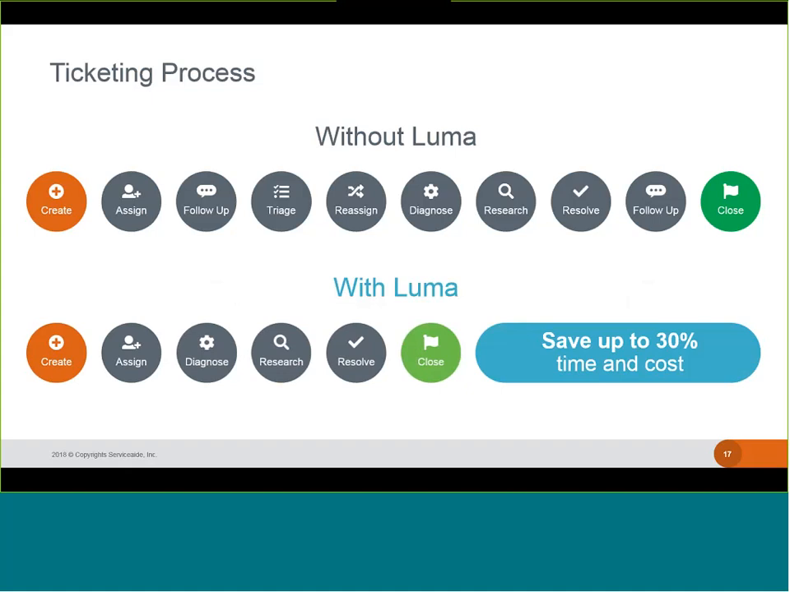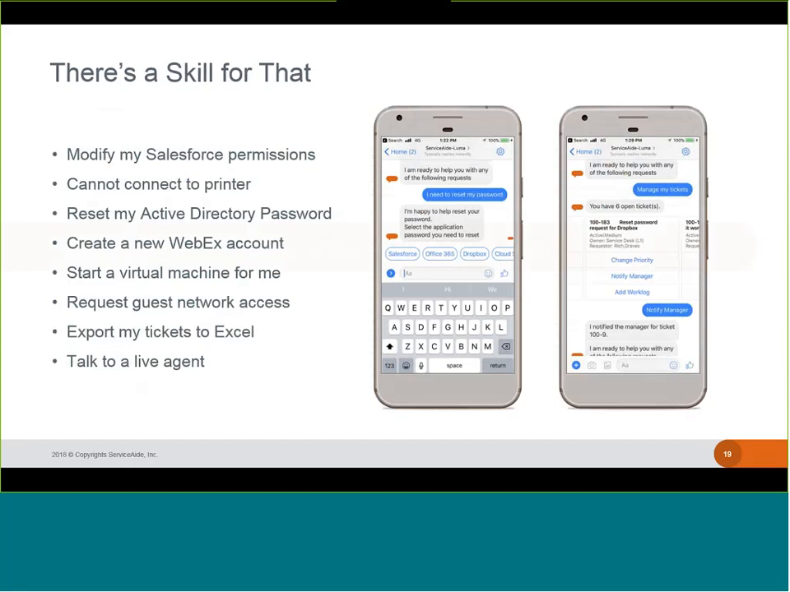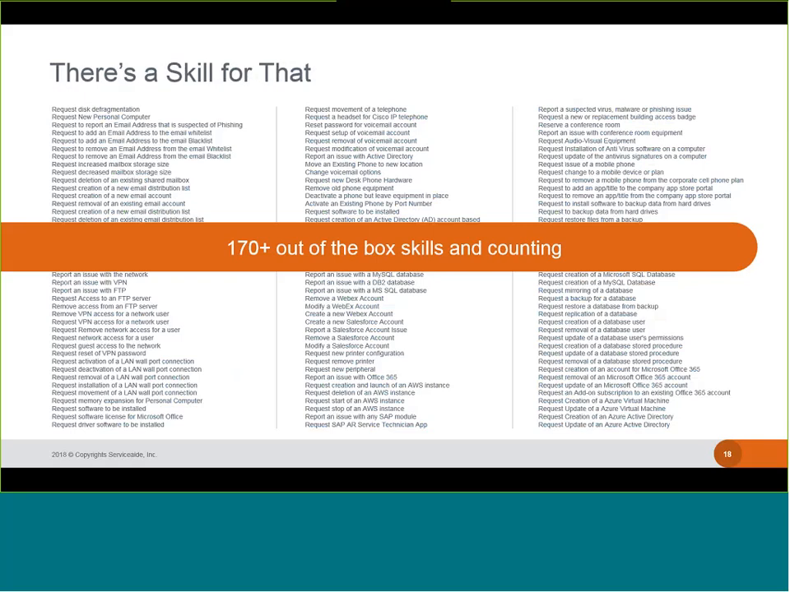Okay. So everything I've talked about so far has been focused on really the end user. And while the end user is the primary target for Luma, there's a lot more. We come out of the box with what we call skills, 170 plus of them. And these are skills that relate to common support requests.